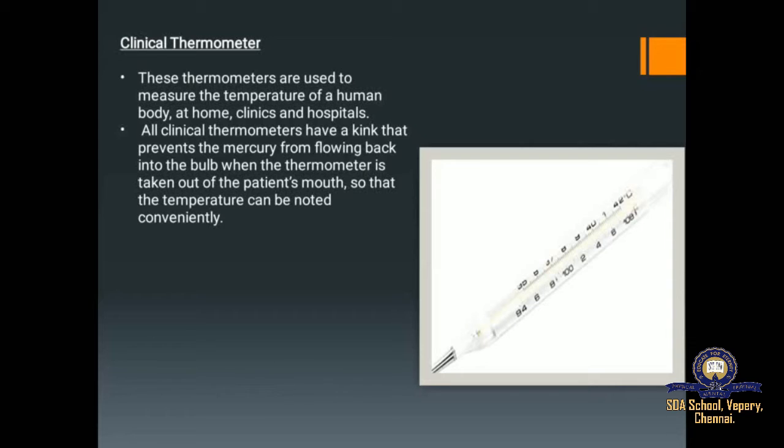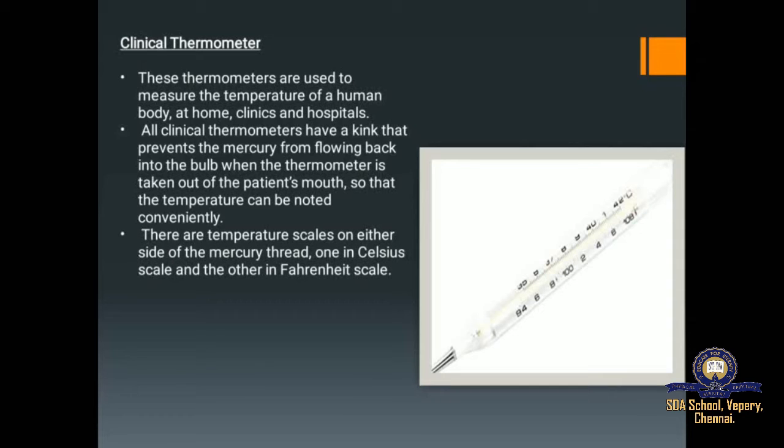That is, the expansion of mercury cannot be noted if it flows back into the tube once it is taken out of the patient's mouth. So a kink will be present in order to prevent the flow of mercury back into the tube.